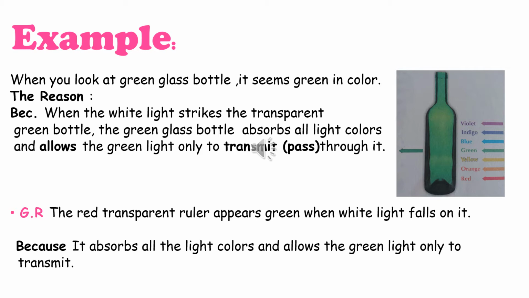Okay, let's take an example about how we can see the color transparent or color translucent object. For example, if we have a green glass bottle, how do we see its green color? When the white light falls on the green glass bottle, what will happen to the white light? As we know, the white light is formed from 7 spectrum colors. The green glass bottle will absorb all the light colors and allow only its green color to pass through it. This is how we can see the green color of the green glass bottle.